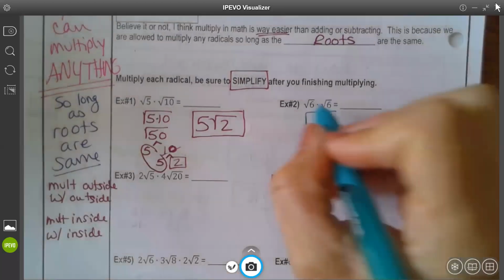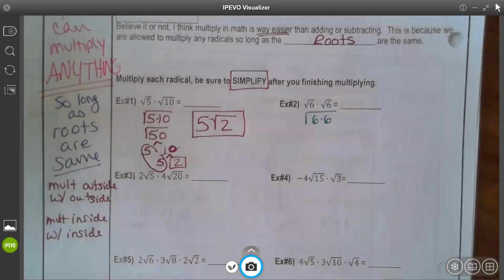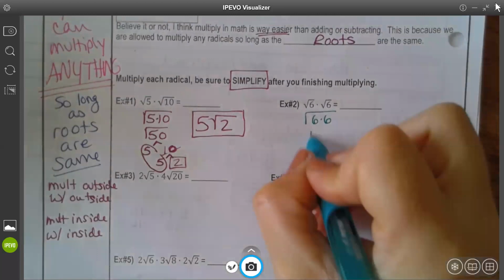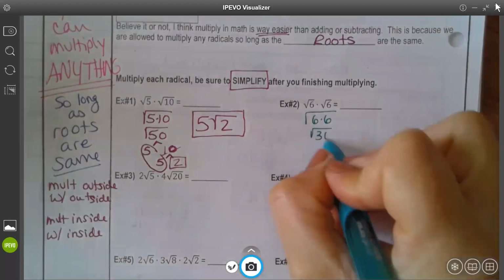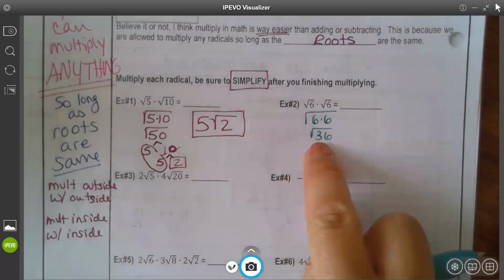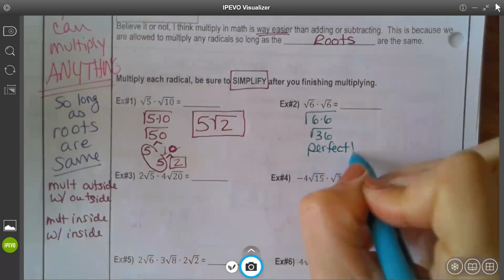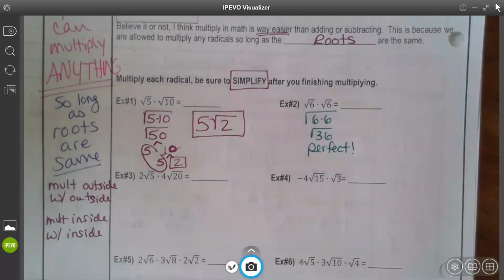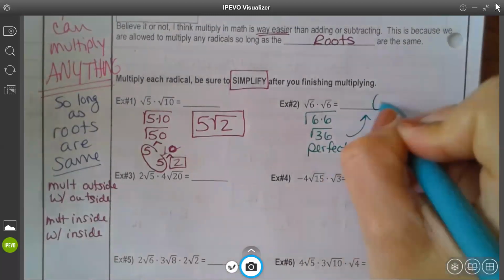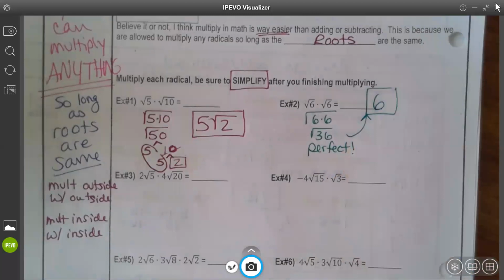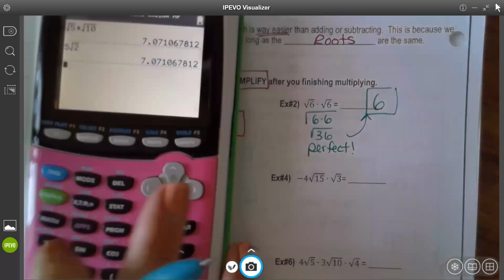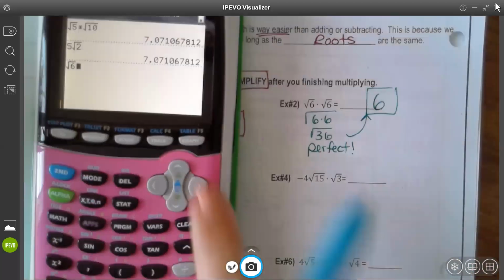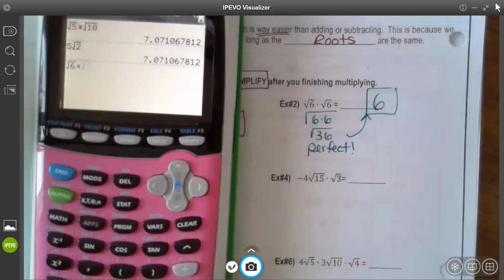So that's going to be the inside numbers multiplied. 6 times 6 is 36. What do you know about the number 36? It is perfect. What's the square root of 36? Just 6. Check it out. Square root 6 times square root 6 is 6.